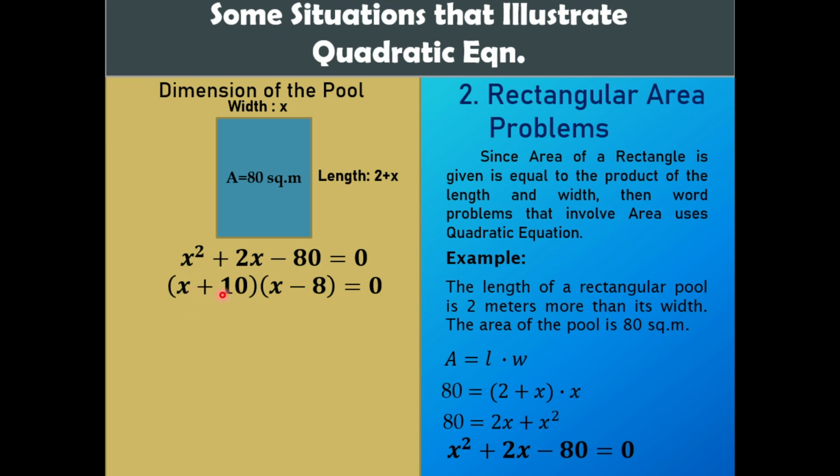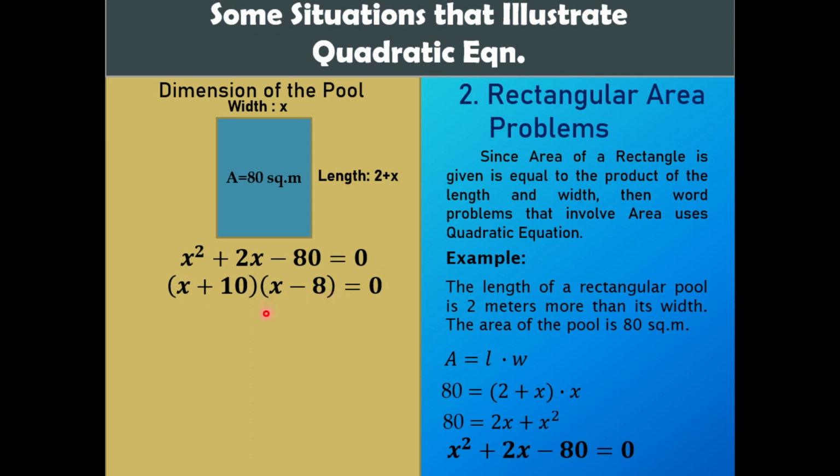How to check if it is the factor of this equation? By using the property that I discussed earlier. By multiplying these two binomials, we can get this quadratic equation x squared plus 2x minus 80 equals 0.